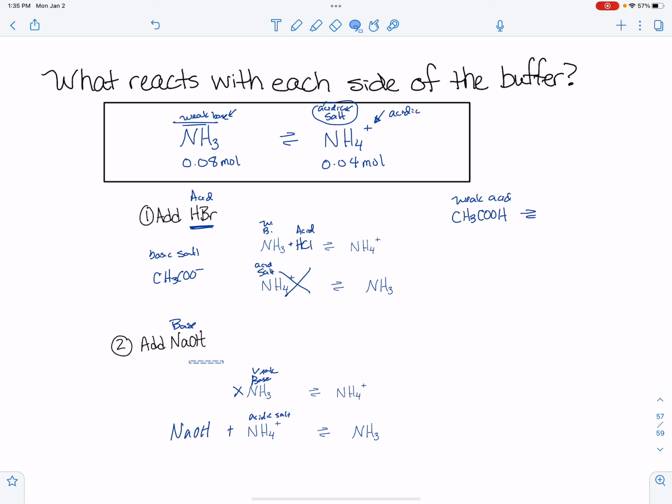And then in contrast, again, the basic salt has no interest in reacting with a strong base. It would be the weak acid that would react with the base. So you just need to look for the one that has the extra H. That's the acidic one. That's the one that the base is going to react with if a base is added. And the one missing an H is the one that the acid is going to react with if you add an acid.